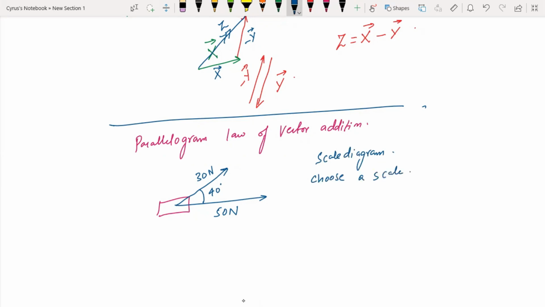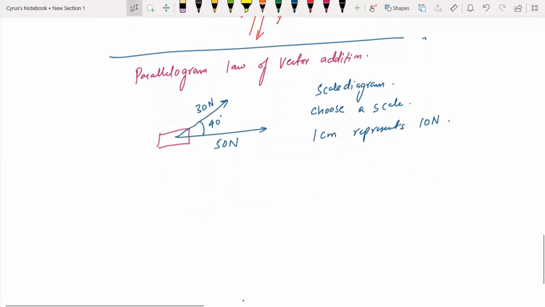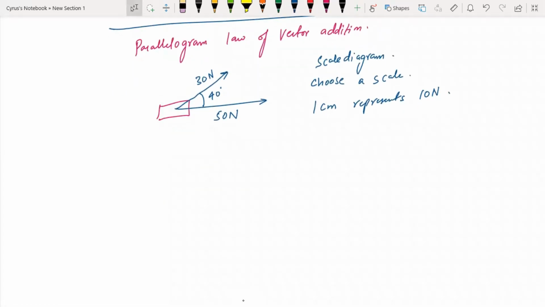And the scale would be what? What is the convenient scale that you will choose here? 1 centimeter represents 10 Newton. And what you're going to do is draw a line like this. This is a 5 centimeter line. You'll use a ruler to draw this line.